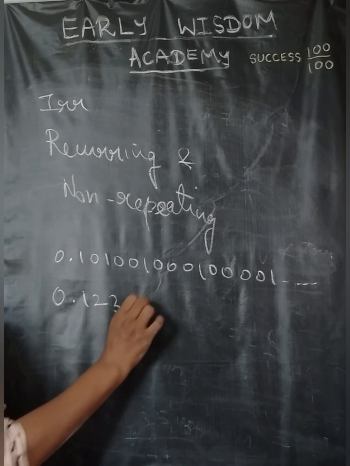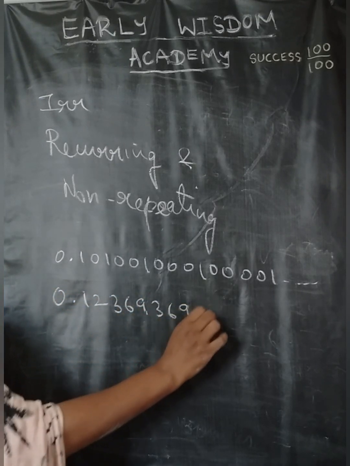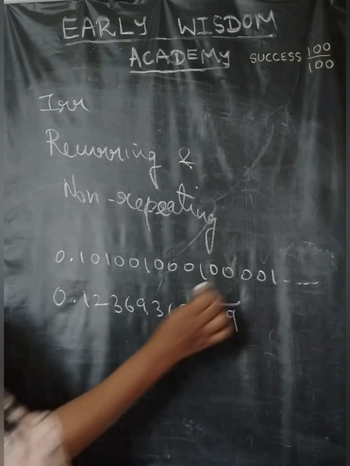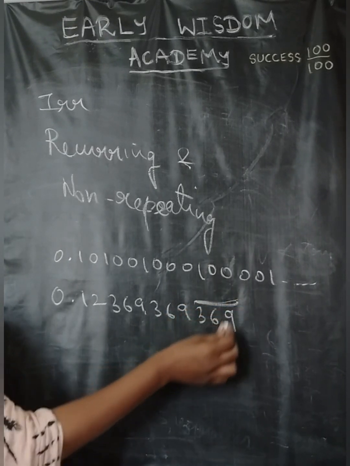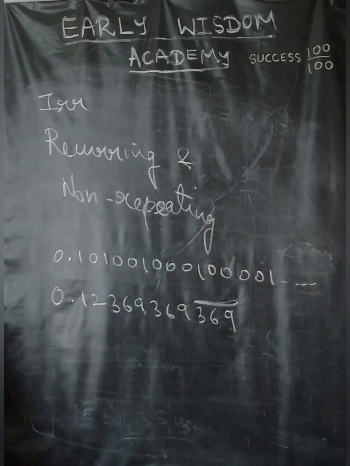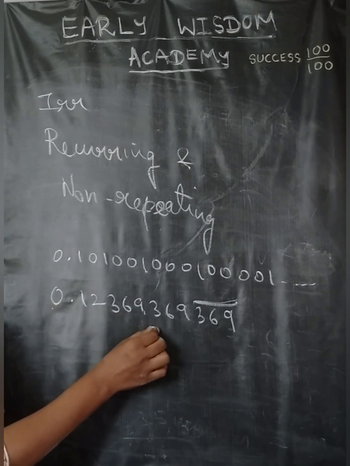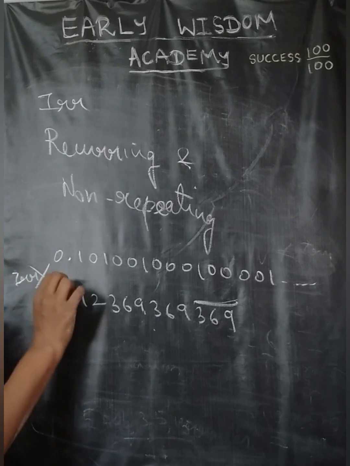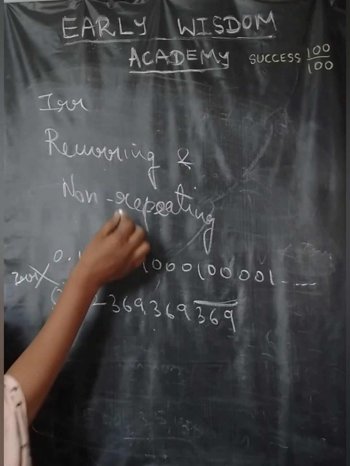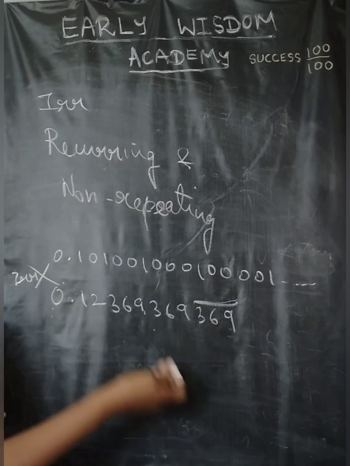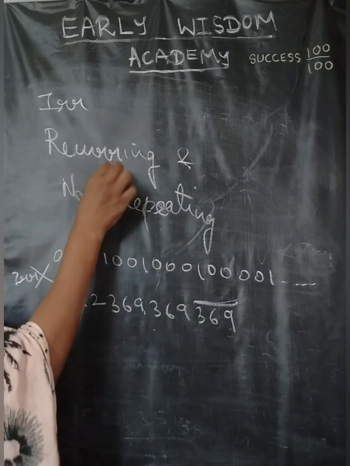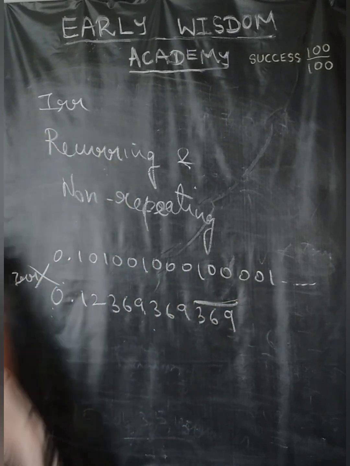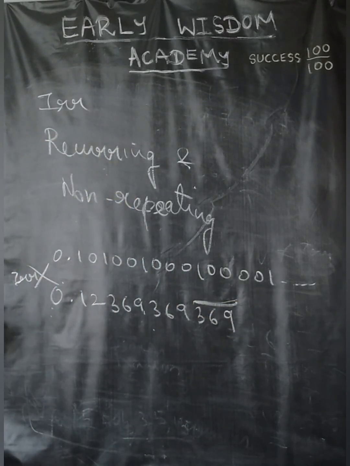0.12369369... So this 369, when I say there is a bar, this 369 is continuously repeating. Such numbers are called rational numbers and they are not irrational numbers. When they are non-repeating and non-recurring, we call them irrational numbers. So all these numbers come under real numbers.